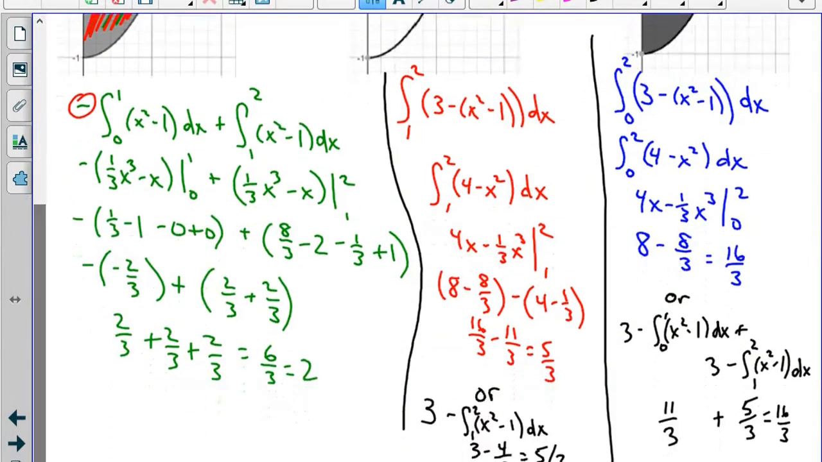So I calculate it. An antiderivative of x squared minus 1 is 1/3 x cubed minus x. We're going to use that for all of the problems. I do a lot of substitution with 0 and 1, and then 1 and 2, simplify things, and I get 2.